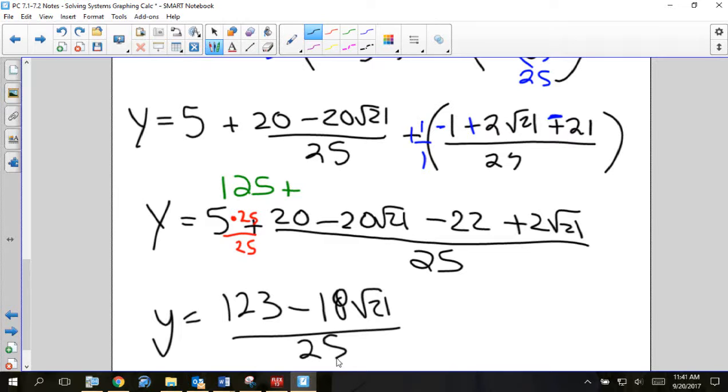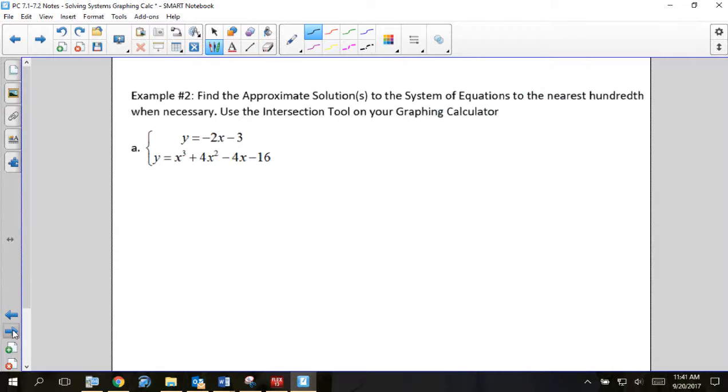I'm going to start on the back with graphing calculator stuff. The back is just graphing calculator stuff. Okay. So the back says find the approximate solution, so we don't need the exact. And it does say to use your intersection tool on your graphing calculator.